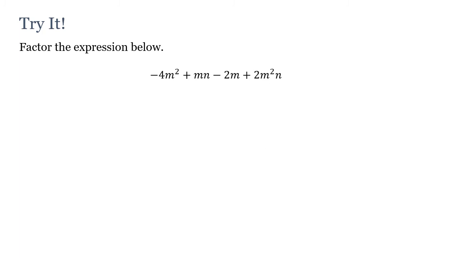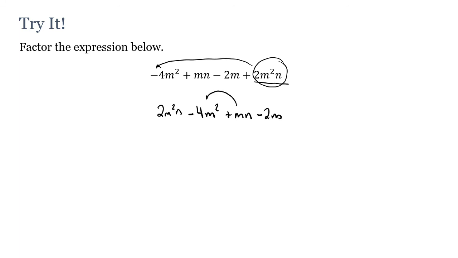Alright, one more. Now this one's a little tricky. Notice that over here, this term has the most going on, so I actually need to put that term in the front. It's actually rearranged. So let's move that term to the front and rewrite the equation. 2m squared n minus 4m squared plus mn minus 2m. Now I could have put mn before negative 4m squared, or behind. It doesn't really matter. The most important thing is this first term.